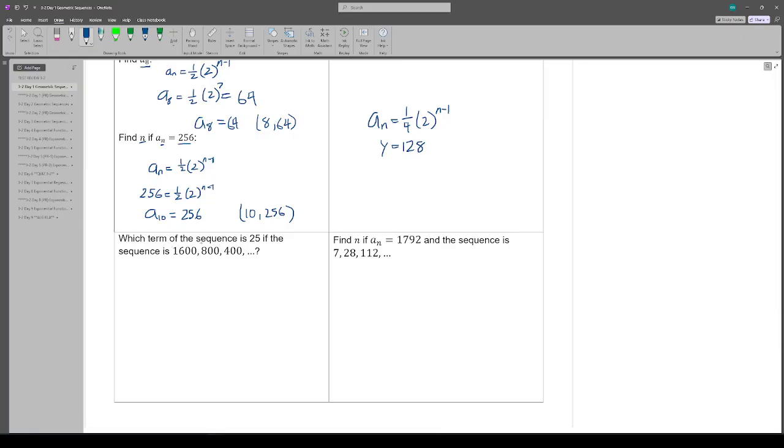What term is the sequence? Is 20? No, this one says what term is 25. So this one, that's a weird way of wording it.